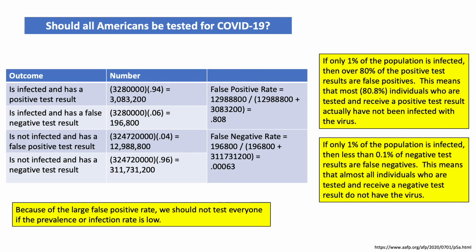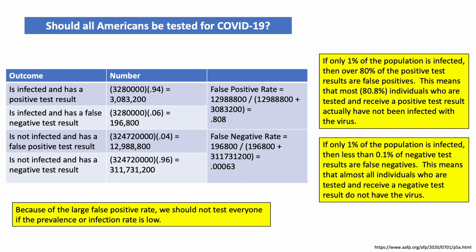What does this mean? Strikingly, if only 1% of the population is infected, then over 80% of the positive test results are false positives. That means if someone receives their test result back and it's positive, there's an 80% chance that they are in fact not infected, which is not what we would like to see from an effective test. On the other hand, if 1% of the population is infected, then there's less than a 0.1% chance that the negative test results are false negatives. This means that almost all individuals who are tested and receive the negative test result do in fact not have the virus.